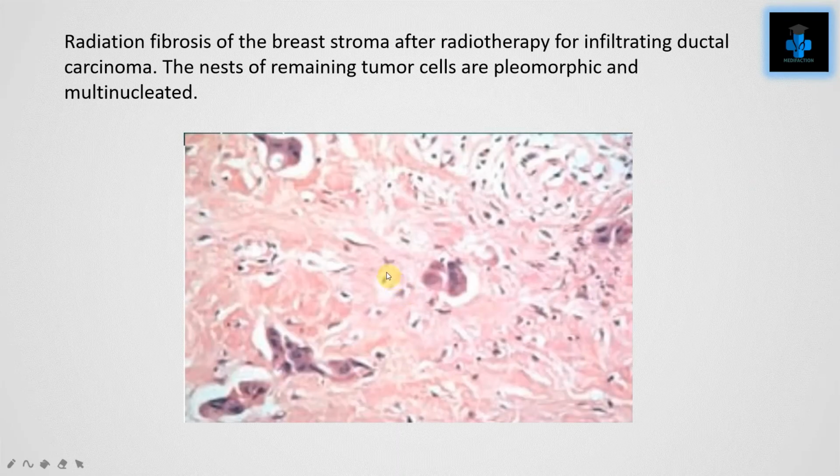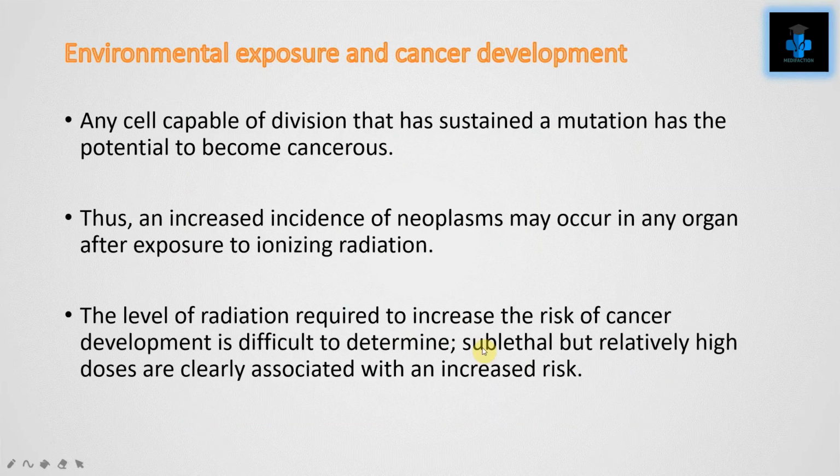So, radiation fibrosis of the breast after radiotherapy for infiltrating ductal carcinoma. The nest of remaining tumor cells are pleomorphic and multinucleated as well. So, this right here is the pleomorphic tumor cells.